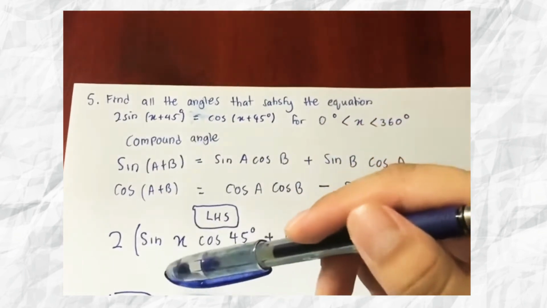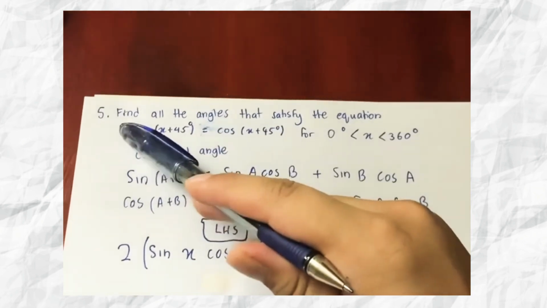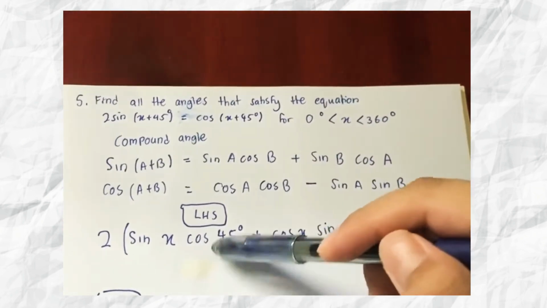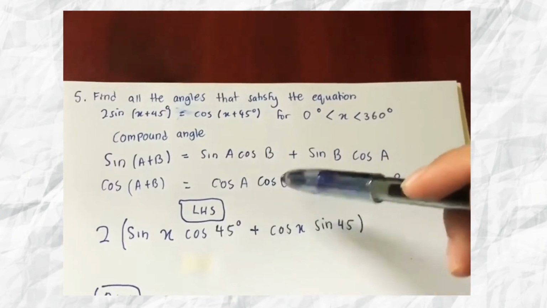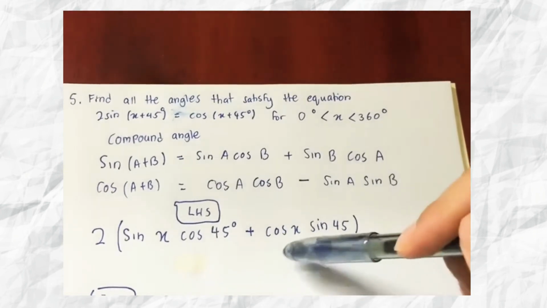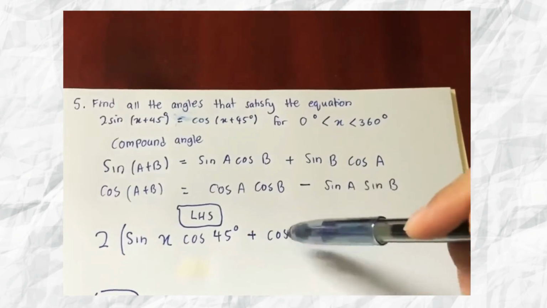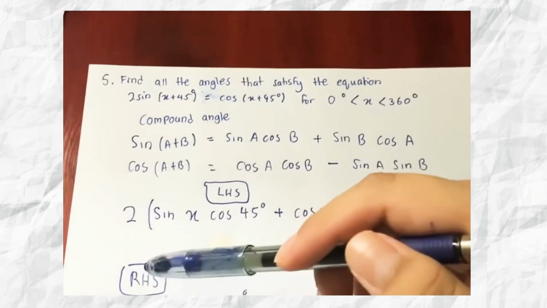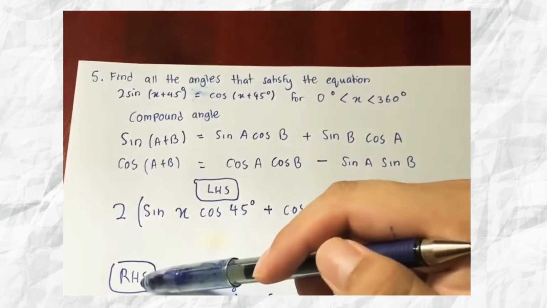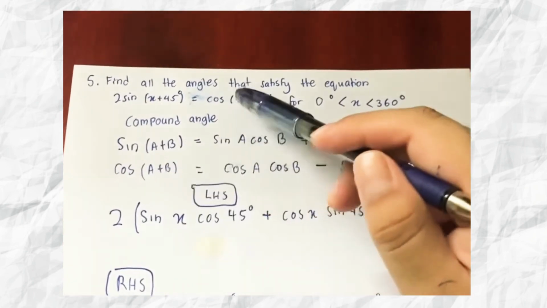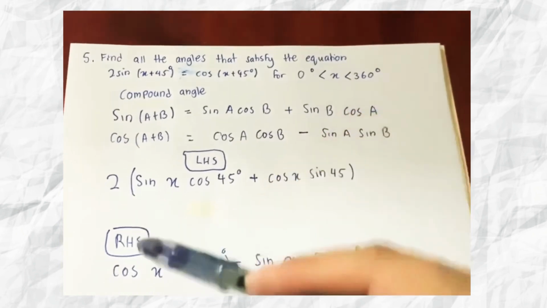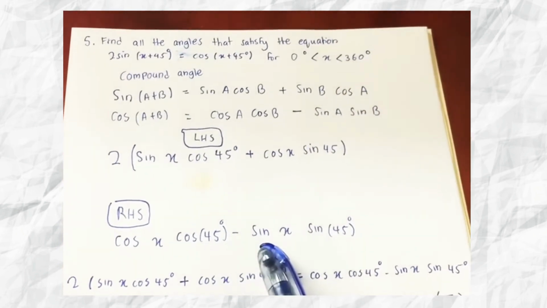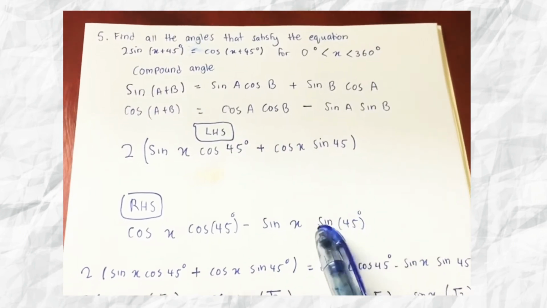So using the compound angle formula, 2 because there's a 2 in front: sin x cos 45, sin A cos B, same thing. Sin B cos A, cos x, which is cos A, I just switch positions. Sin 45, still the same, I just switch positions. RHS, right hand side. You can see that cos(A + B) is the same as this. We will just substitute the values: cos x cos 45 minus sin x sin 45.